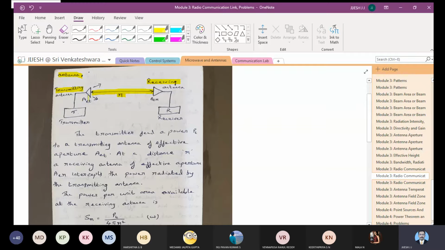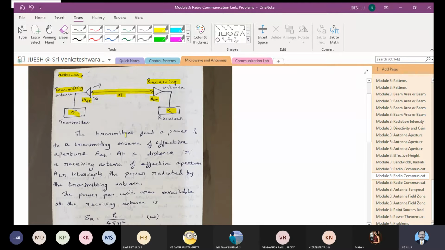Here aperture is defined as AET. AET means effective aperture of the transmitting antenna. AER indicates the effective aperture of the receiving antenna. We have a transmitter over here and a receiver over here. So this is the entire setup. You can consider a horn antenna or any antenna, it's not specified here. Any antenna separated by a distance of R, having an effective aperture AET for the transmitter and effective aperture AER for the receiver. The distance between both antennas is R.